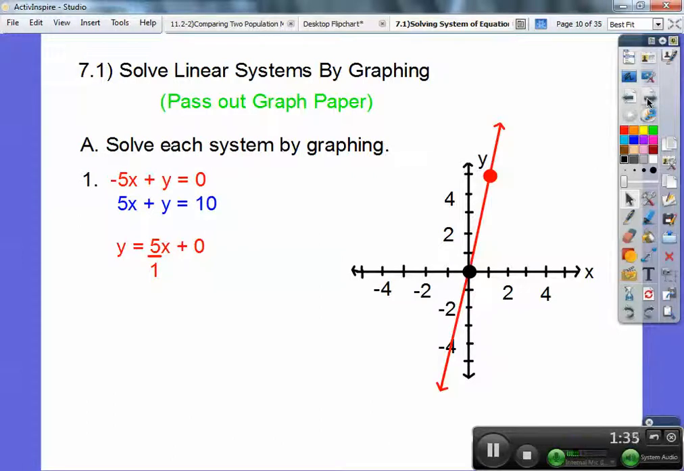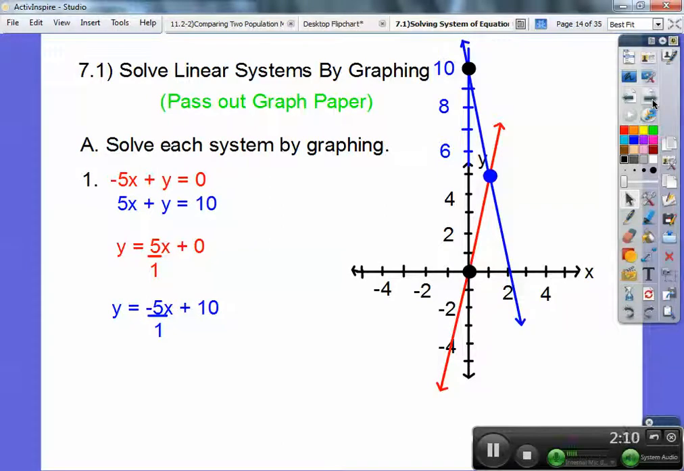Now we're going to graph that blue line, using the same method. This time I'm going to subtract the 5x and put it over here with this 10. That gets me y equals negative 5x plus 10. So this is my plus 10. I have to extend the y-axis up a little bit further and put that plus 10 right there. My slope is negative 5 over 1, so I'm going to go down 5 and to the right 1, and it takes me right through there.